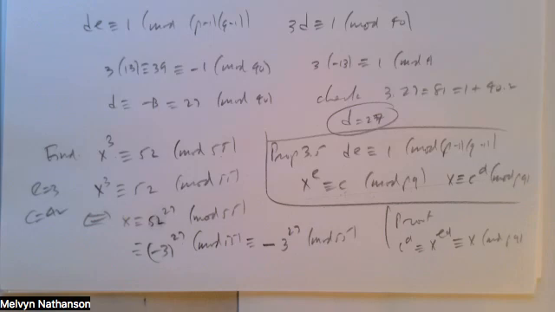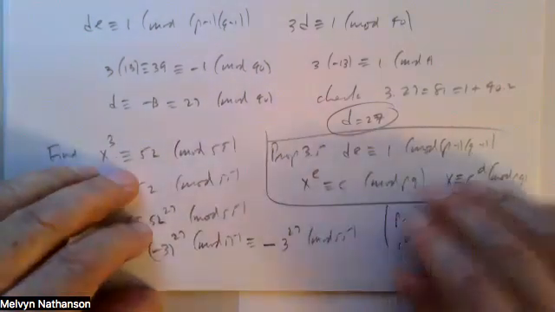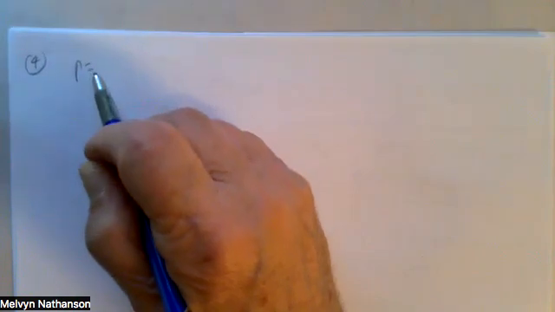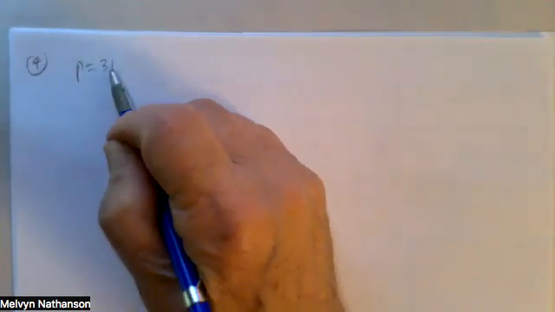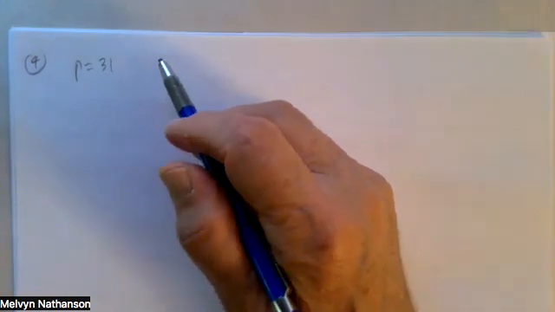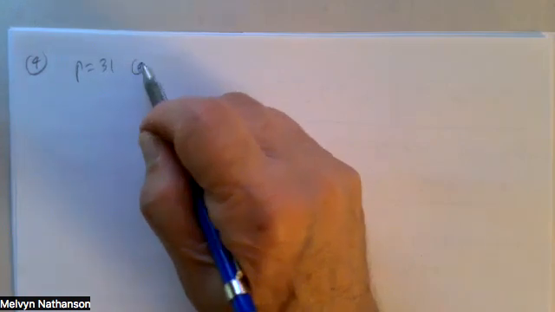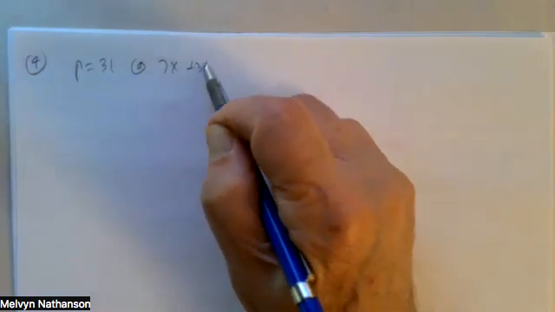Professor, can we do one that has multiple parts, like number 4? Let me find number 4. So in problem 4, we have P equals 31. And we want to find integers x and y such that 7x plus 31y equals 1.